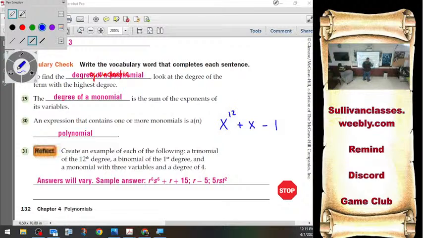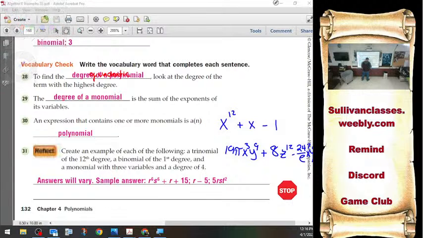I could have said 19 pi x y 3 9 plus 8 z to the 12th minus 24 over e x to the 7th, y to the 5th. It's 3 terms, and every single one of them adds up to an exponent of 12. So the biggest exponent is 12. Okay, so there's a bunch of different answers you could have given them.